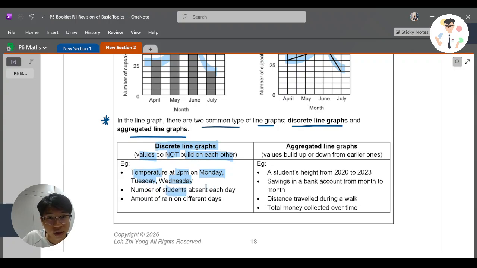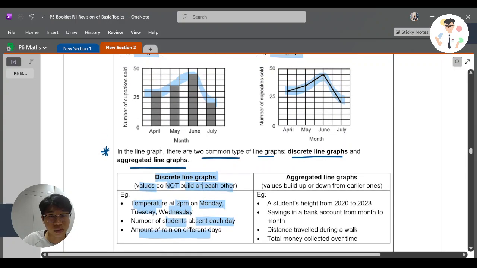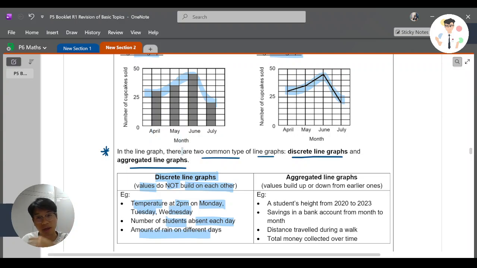Number of students absent each day? No. Amount of rain on different days? No. Okay. Even the number of cupcakes sold, in this case, is a kind of individual, right? April, May, June, July. So the values do not build on each other.